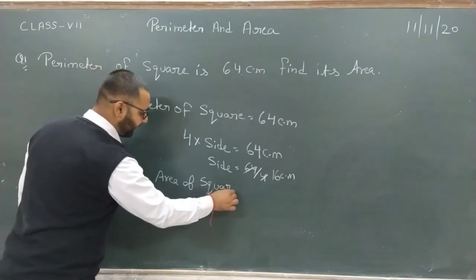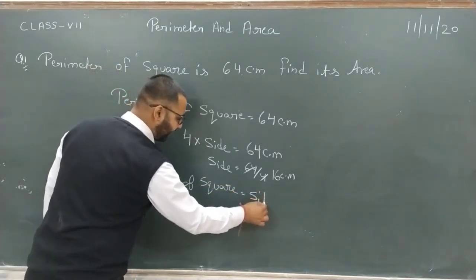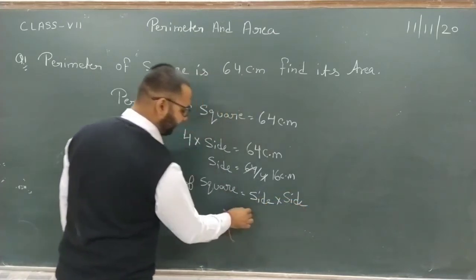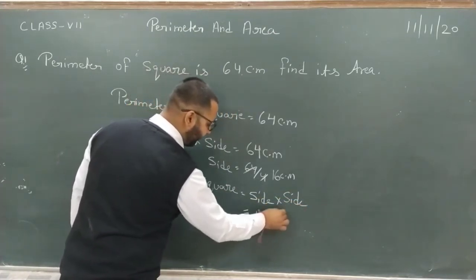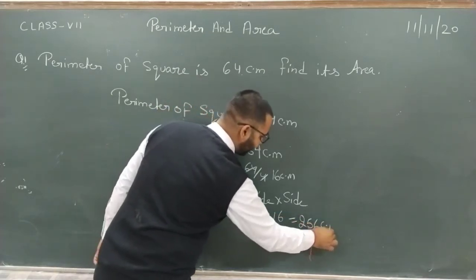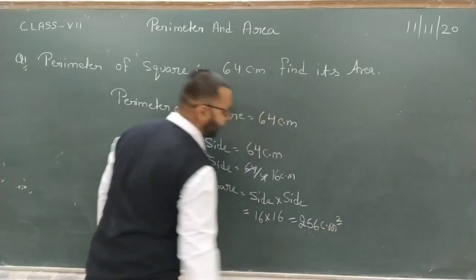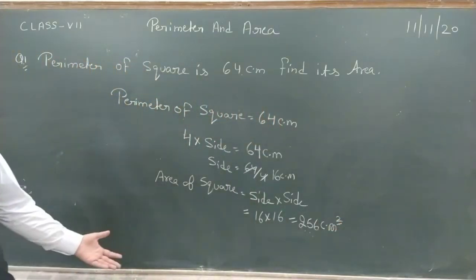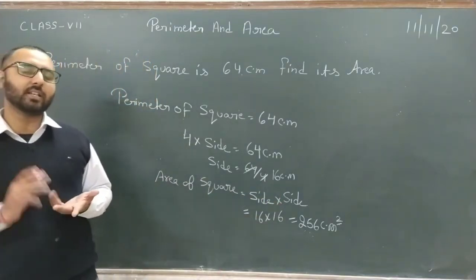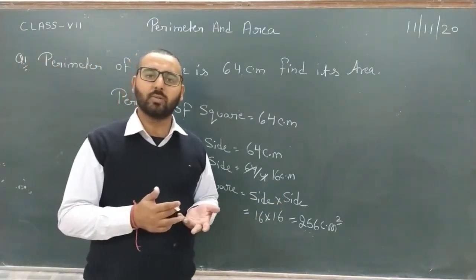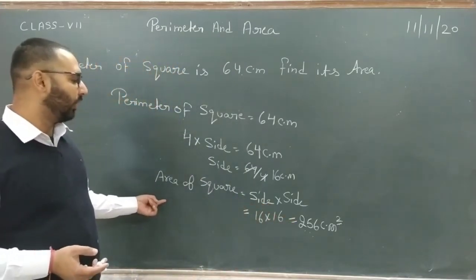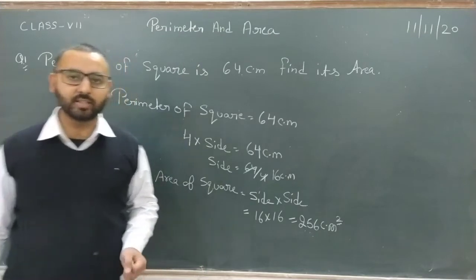Area of square is side multiplied by side. 16 multiplied by 16, and that is 256 centimeter square. Square is the units. In the case of area, you always have to put square. It can be centimeter square, millimeter square, kilometer square, anything can be there, but square will come. Fine. So area of square is 256 centimeter square.